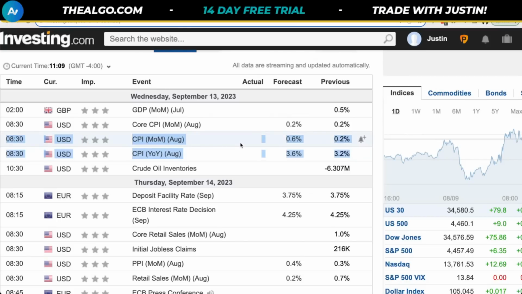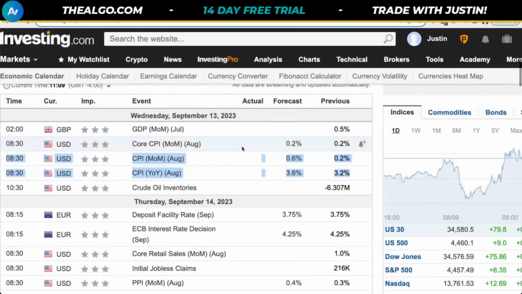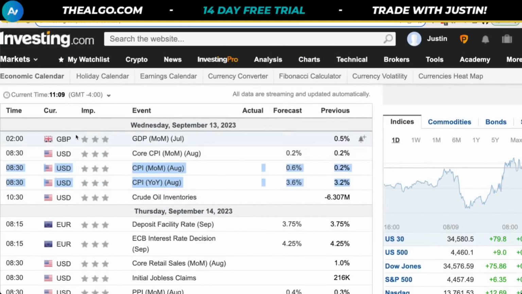Let's move forward. This also really matters because we got CPI coming in on Wednesday. So Apple on Tuesday and then CPI on Wednesday. Those are the two really big events for me this week. Look at these numbers, 0.2 to 0.6. That's a triple from where we were before. Looking at CPI year over year, going from 3.2 to 3.6.